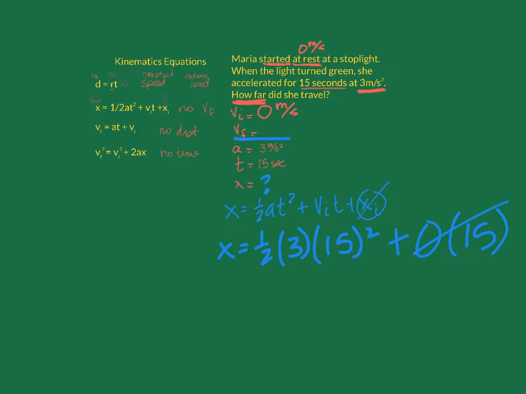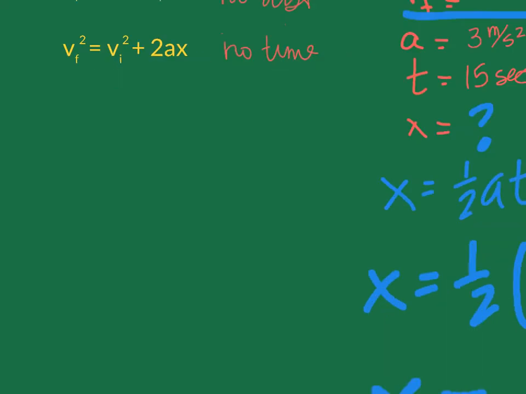And when we do all that, we get X equals 337.5 meters. She went quite a distance. That's 3 football fields. Okay, the question now may ask, what was her final velocity?